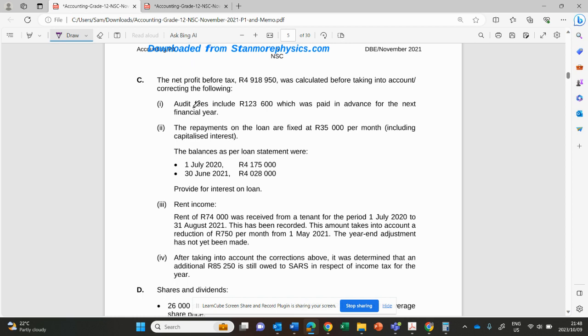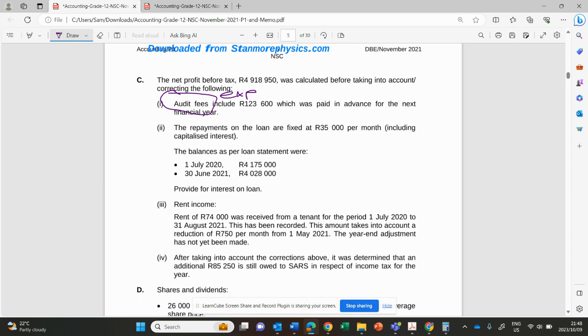Oh, no, my mistake. It's audit fees. Audit fees, okay. This was paid in advance. So they paid audit fees, which is an expense, right? Audit fees is an expense. We didn't receive the fees, we paid fees to the auditor.